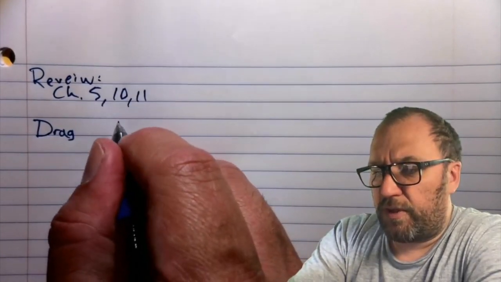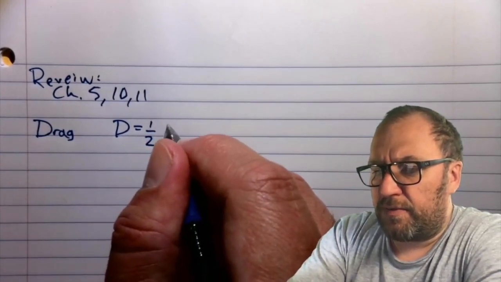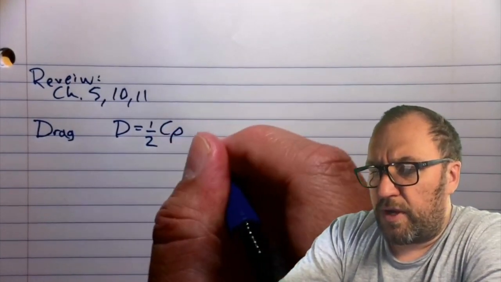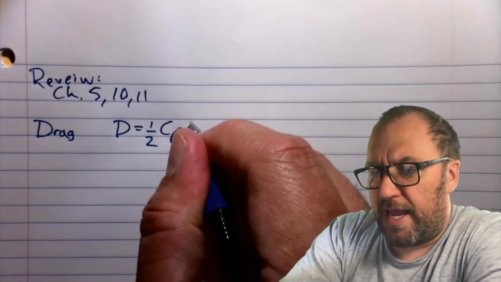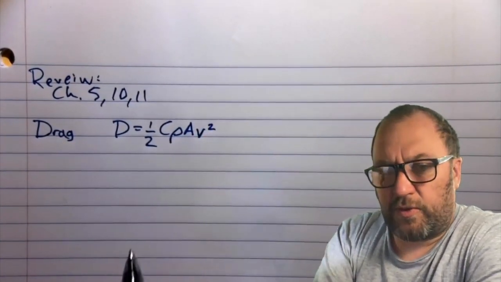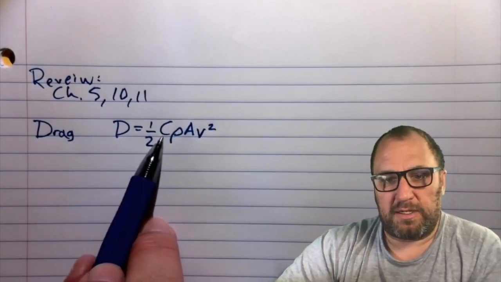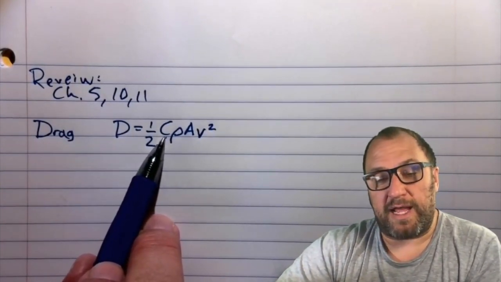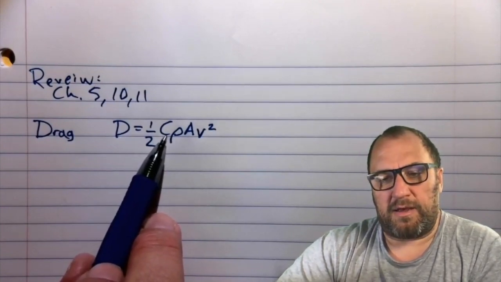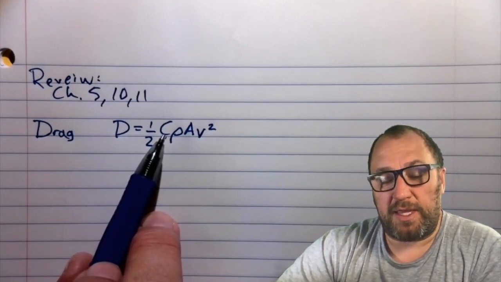A really useful equation is D equals 1/2 times C, the coefficient of drag, times rho, times A, the cross-sectional area, times V squared. Okay? So you should understand what this equation means. So C is our coefficient of drag. This is something that can be determined experimentally.